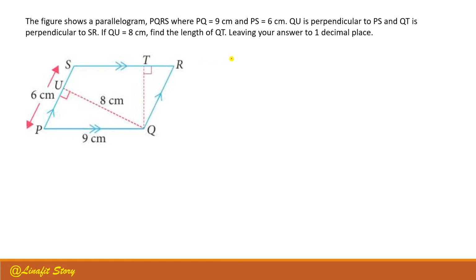So first we will find the area, base times height. The base is 6 cm and the height is 8 cm. So 6 times 8 is equal to 48 square cm. To get the area is base times height. This is the same parallelogram, so the area is 48.